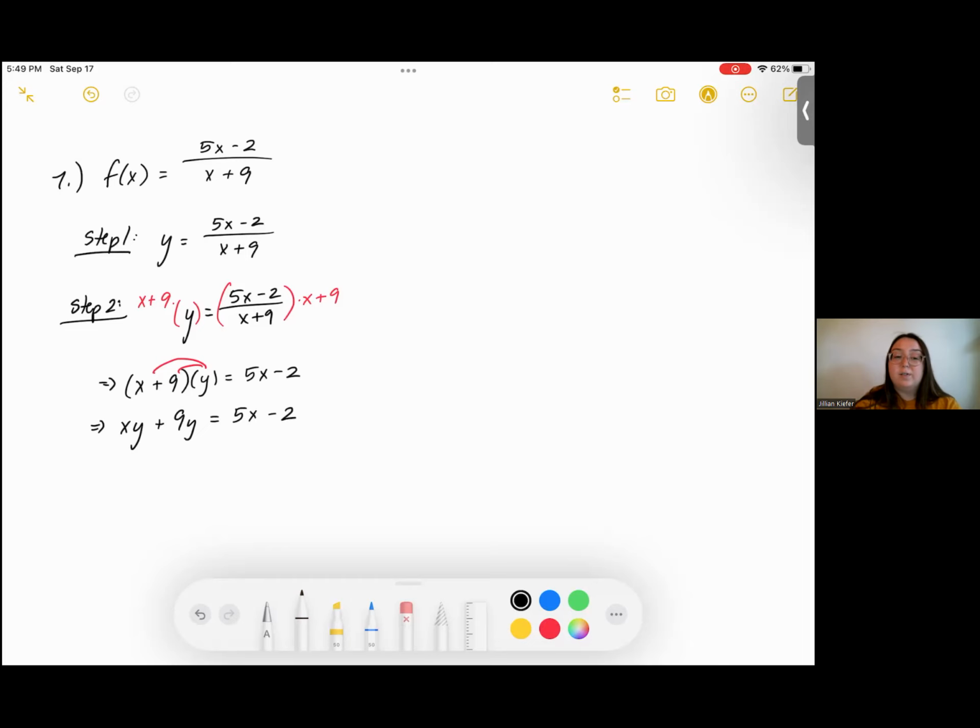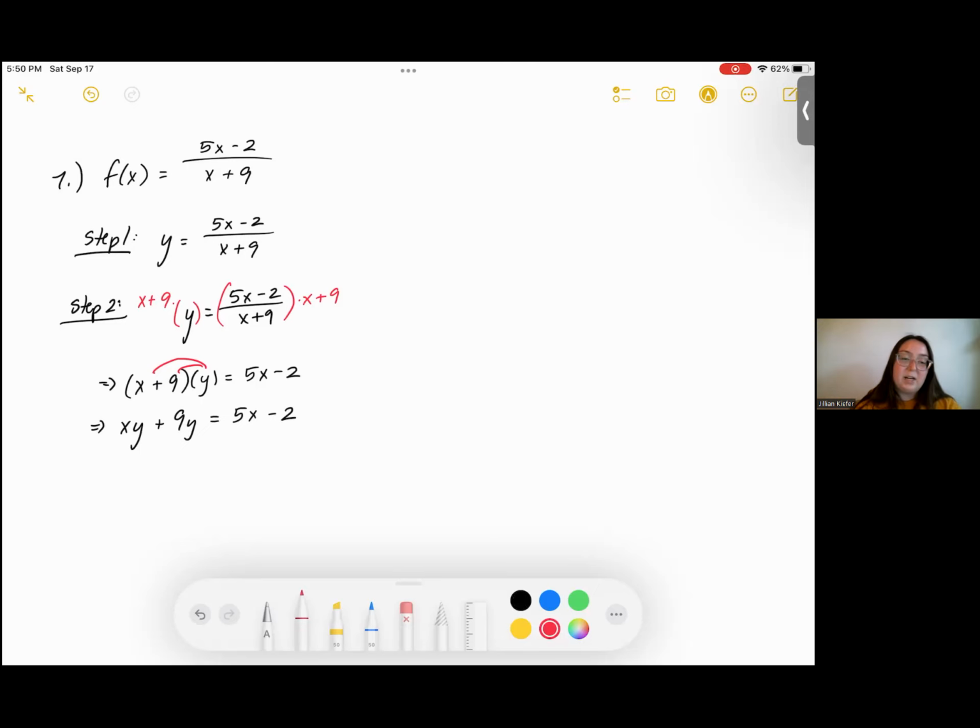So we want all of our x terms on one side, meaning anything that has an x, we're going to bring it to the left-hand side. It doesn't matter if it also has y. As long as it has an x, it needs to go to the left-hand side. And anything that doesn't have an x needs to go to the right-hand side. So we need to have x terms equals non-x terms. So we can go ahead and do that.